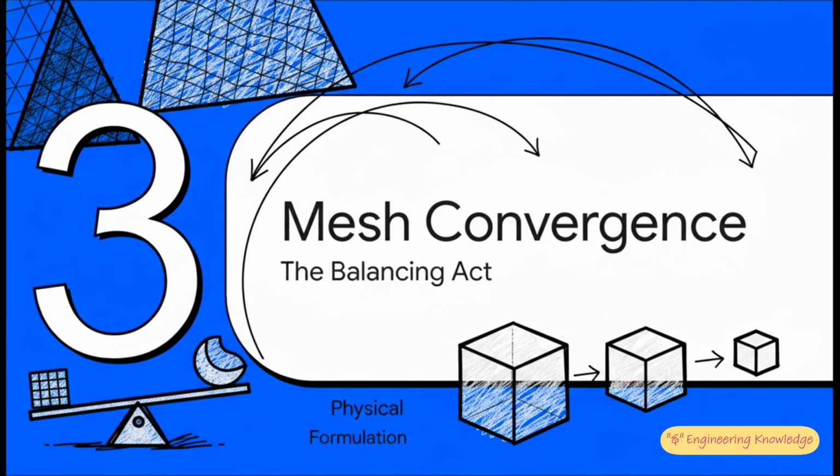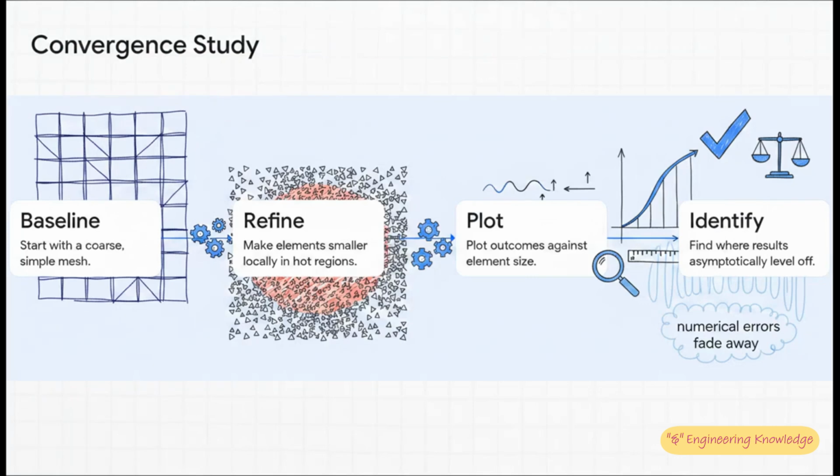Which brings us to section 3, the convergence balancing act. You see, even if you select the absolute perfect element formulation, the physical size of those elements plays a massive role. To get to the truth, analysts undertake a systematic journey called the mesh convergence study. You start with a coarse, simple mesh just to get a baseline. Then you step-by-step refine that mesh, making the elements smaller, but only locally in the hot regions where stress is really concentrated. You plot these outcomes against the element size, and eventually you'll see a point where the results asymptotically level off. Right there, that's your just right density, where the numerical errors finally fade away.